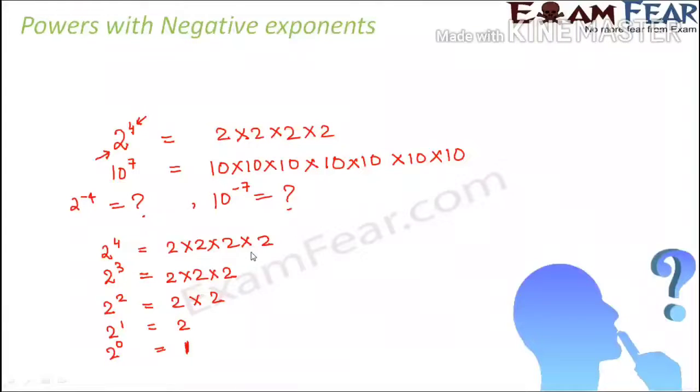Now what are you observing? If you look at each step the exponent is getting reduced by 1. So every time the exponent is getting reduced by 1, what is happening on the right hand side? The entire thing is getting divided by 2. So here it was 4 times 2, you divide it by 2, you get 3 times 2. You divide this by 2, you get 2 times 2. Right? So at each step, every time your exponent is reducing by 1, the result on the right hand side is getting divided by 2.